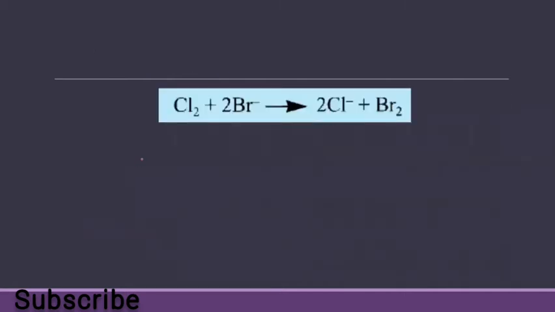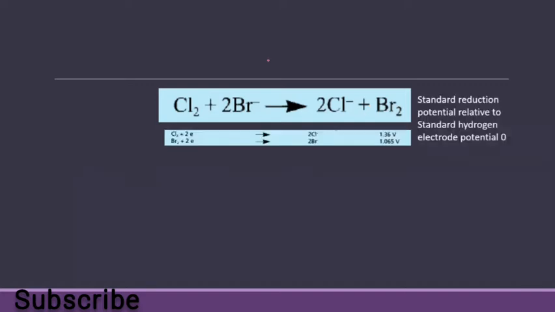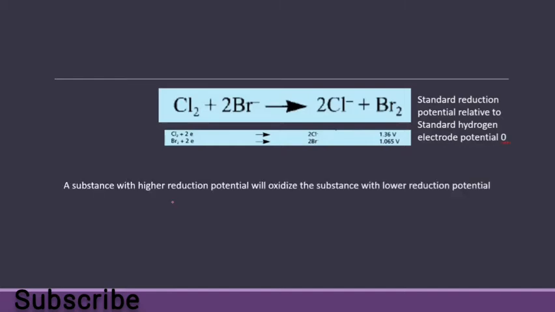If you see this example, chlorine reacts with 2 bromide ions, Br negative, you will have 2 chloride ions plus a bromine molecule. So these are the standard reduction potentials relative to the standard electrode potential, which is the standard hydrogen electrode, with the value of 0. A substance with higher reduction potential will oxidize the substance with lower reduction potential.